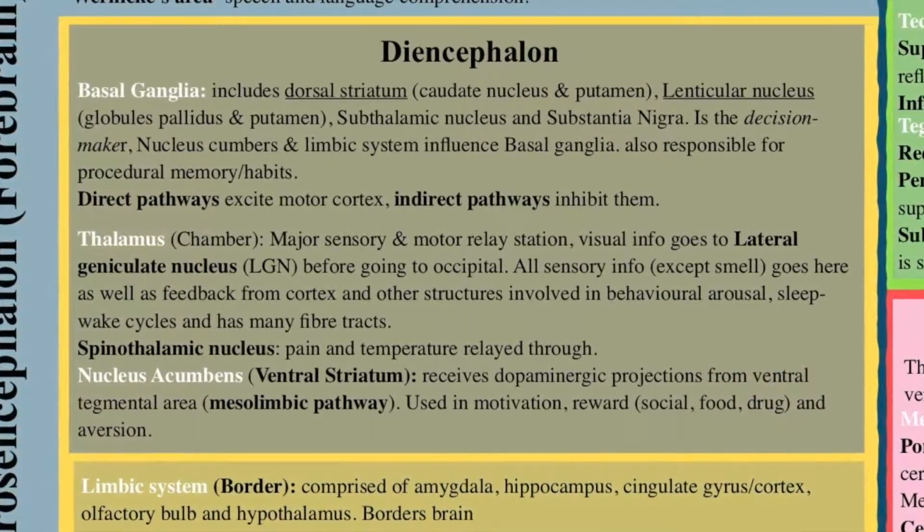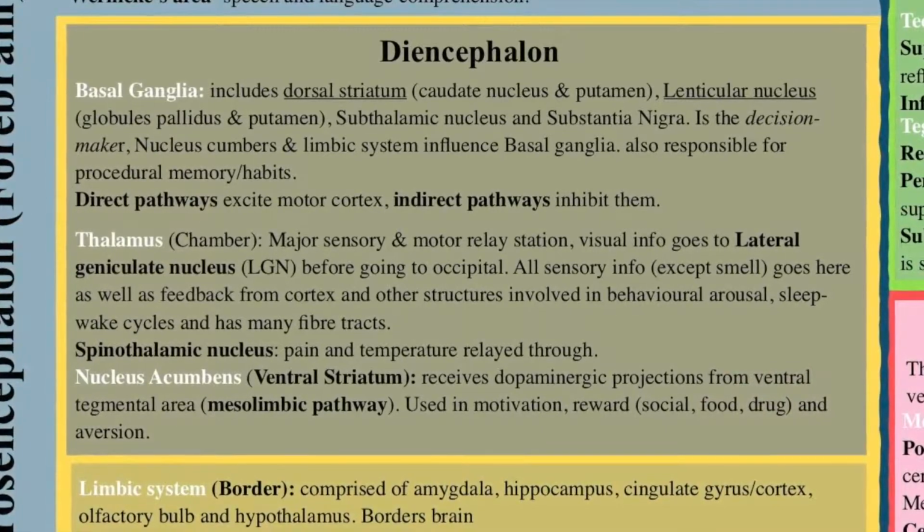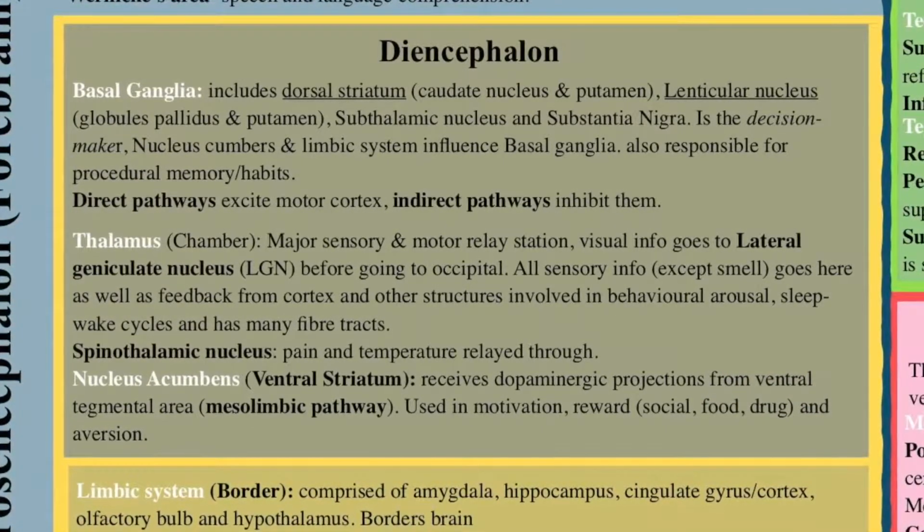The basal ganglia is the decision maker, and the nucleus accumbens and limbic system influence the basal ganglia, but they are also responsible for procedural memory and habits.